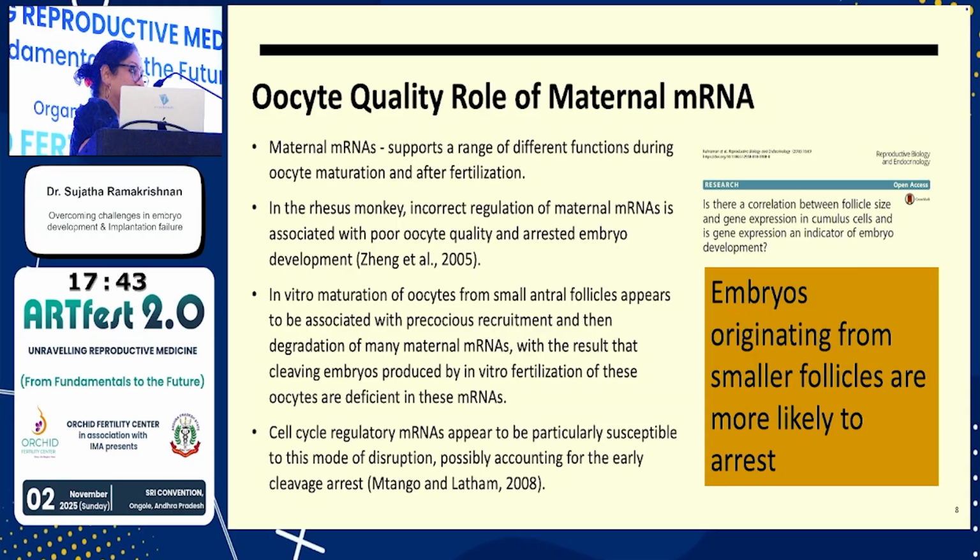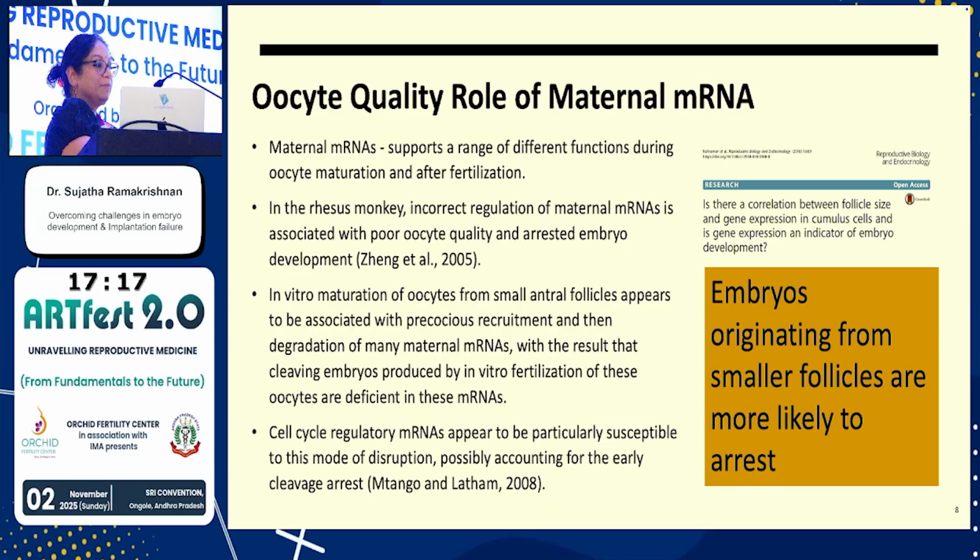But as I said earlier, there are a lot of organelles which you cannot actually see under the microscope. And one of them is the maternal mRNA. Maternal mRNA is known to support a lot of different functions regarding oocyte maturation and fertilization. So why am I even saying this? Because it is shown that maternal mRNA is affected in oocytes from smaller follicles. So that is the takeaway here.